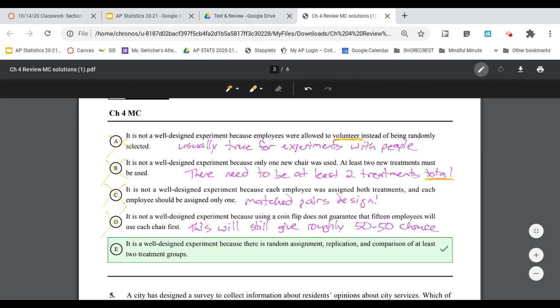So in the end, it is a well-designed experiment. There's random assignment because they got randomly assigned which chair to try out first. There's replication. There were 30 people total. So it replicated 30 times. And a comparison of at least 2 treatment groups. So between the current chair and the new chair.